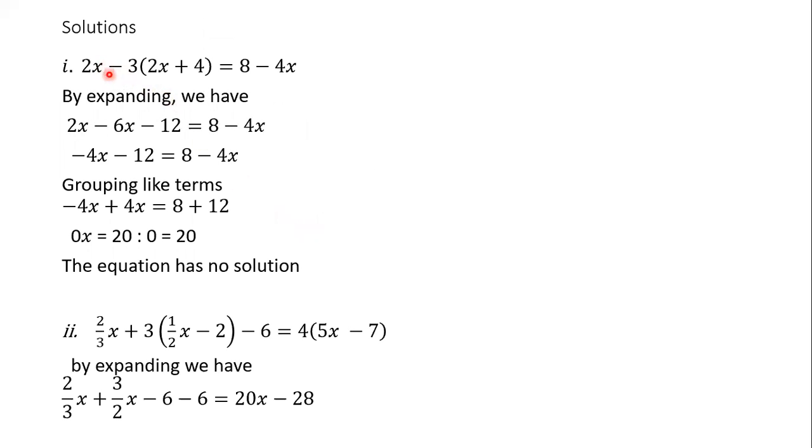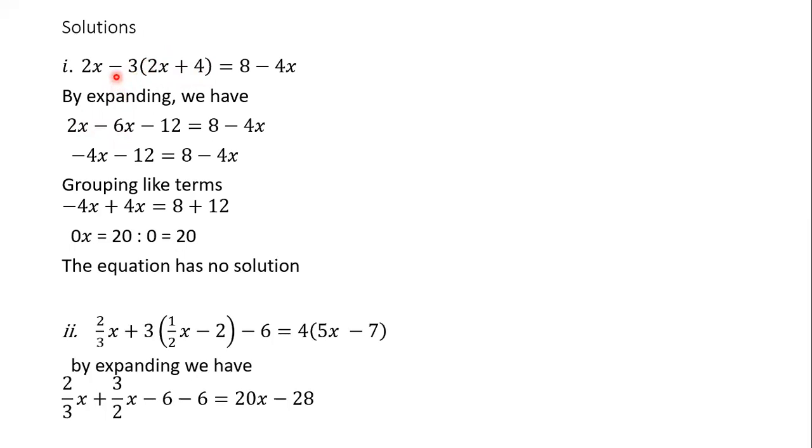So for the first one, our problem here is the bracket. So let's get rid of the bracket by expanding, as in the steps of solving linear equations when there's a bracket. So we have 2x, minus 3 multiplied by 2x becomes minus 6x.